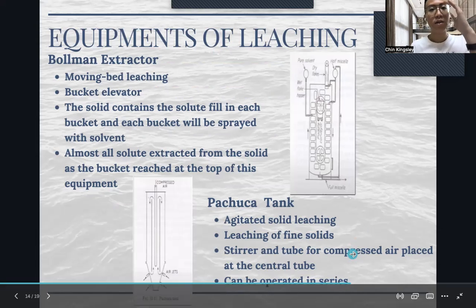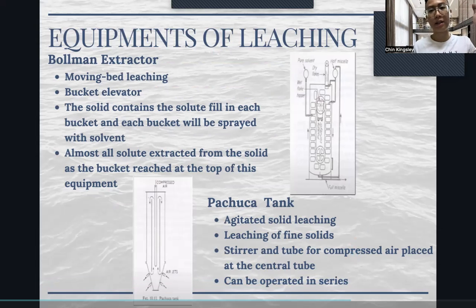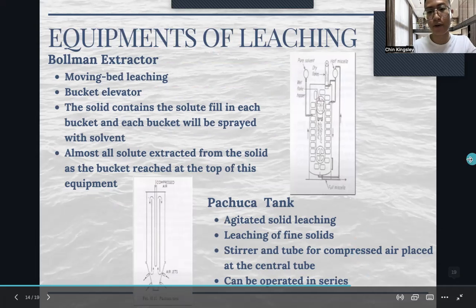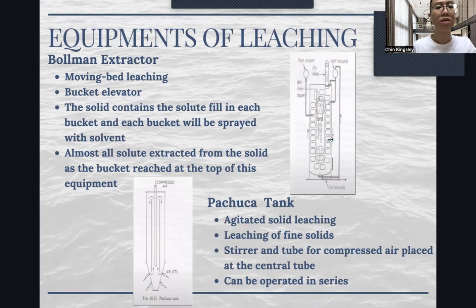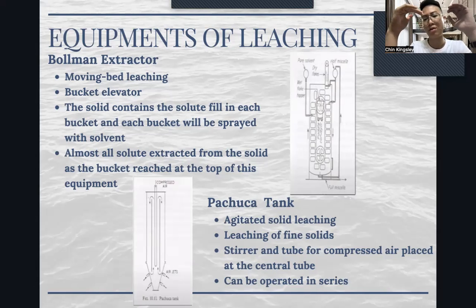Next, the equipment of leaching. There are three pieces of equipment for leaching. The first equipment is the Bollman extractor. It is a moving bed leaching. This is the diagram for the Bollman extractor. It is a moving bed leaching with a bucket elevator. The solid containing the solute is fed in each bucket, and each bucket will be sprayed with solvent. Almost all solute is extracted from the solid as the bucket reaches the top of this equipment.